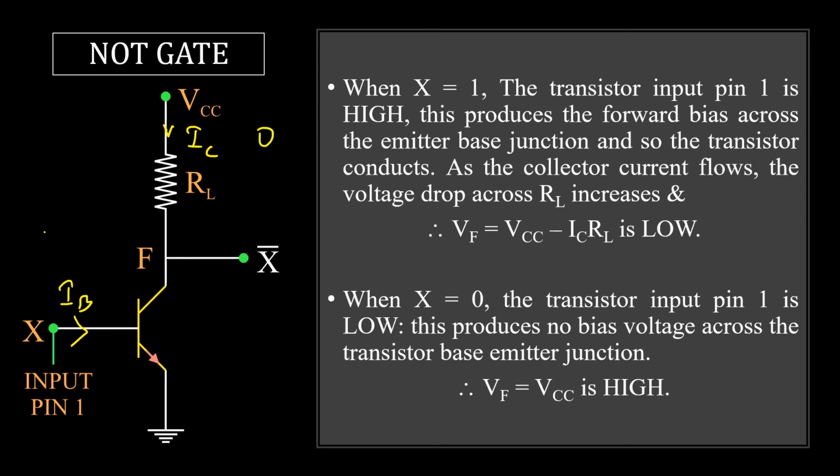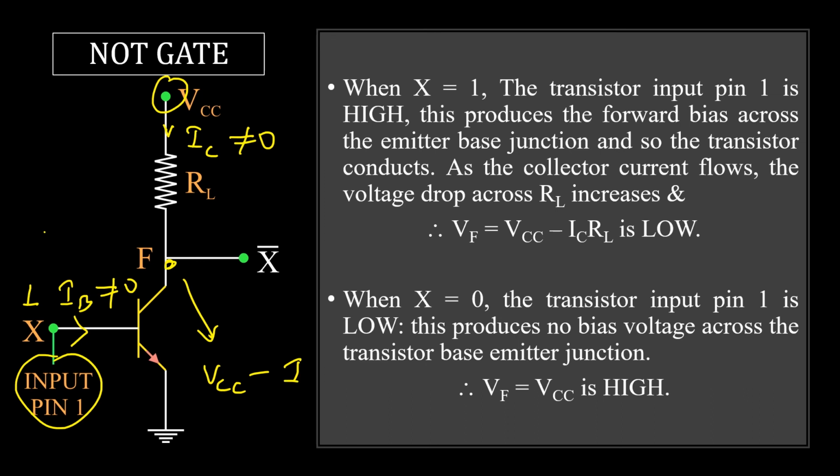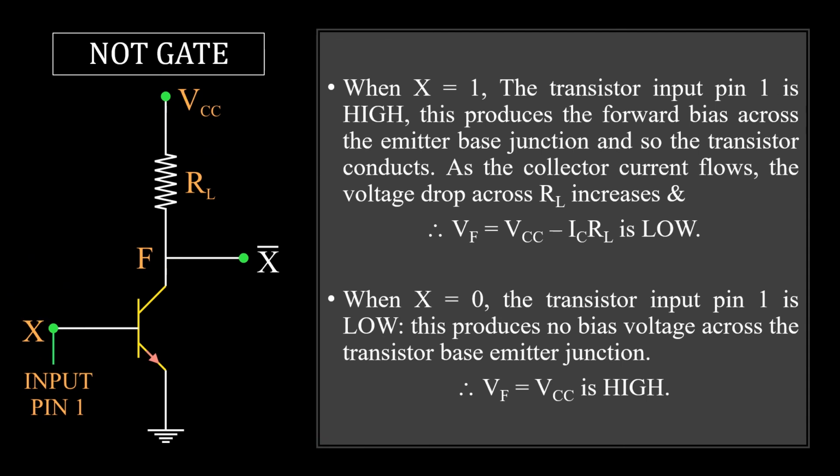With this, we will try to understand this case. In this input pin, suppose I have a high voltage. High voltage is there, that means the current is not 0. Voltage here is VCC, so the voltage here is going to be VCC minus ICRL. Because current IC is not 0, this is going to be low. So if the input is high, which is 1, the output is going to be low. I hope you understood this.